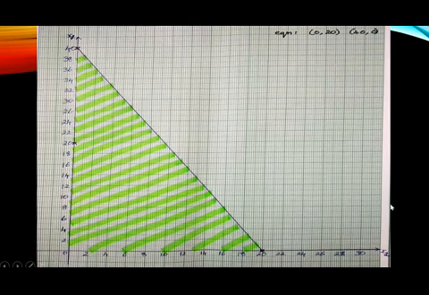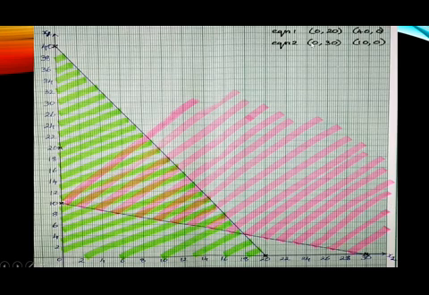Fine. Now consider the second equation. The second equation coordinates are 0, 30 and 10, 0. Right? So I have got two coordinates, 10, 0 here and 0, 30 here.